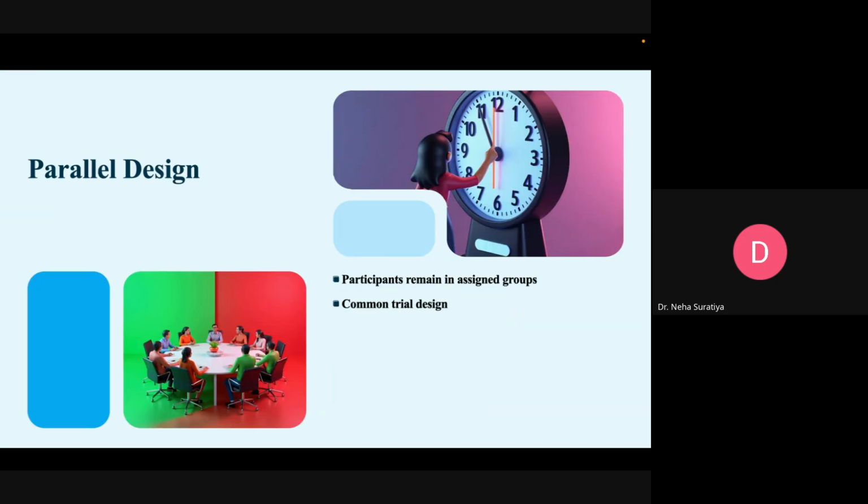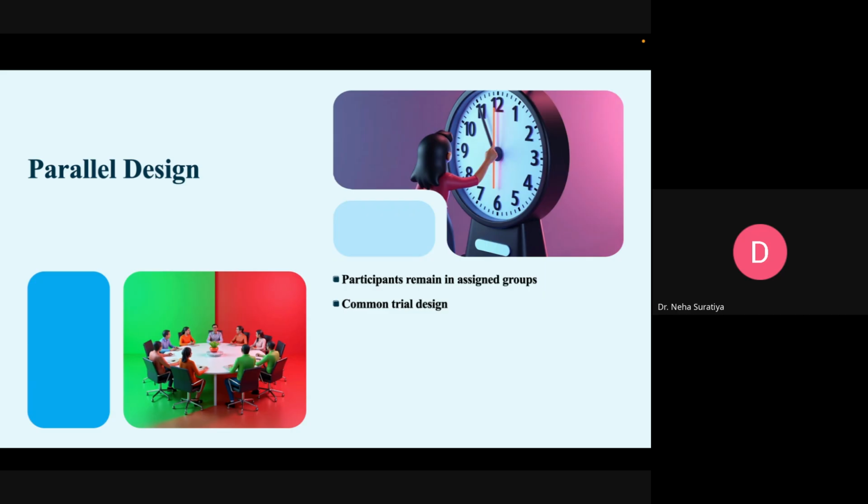What do you mean by parallel design? This is also one of the big concepts to understand. Let us discuss one of the most commonly used clinical trial designs, known as parallel design. In the parallel design, participants are randomized. It is also an RCT. Participants are randomized into different groups and then remain in their assigned groups throughout the entire study.